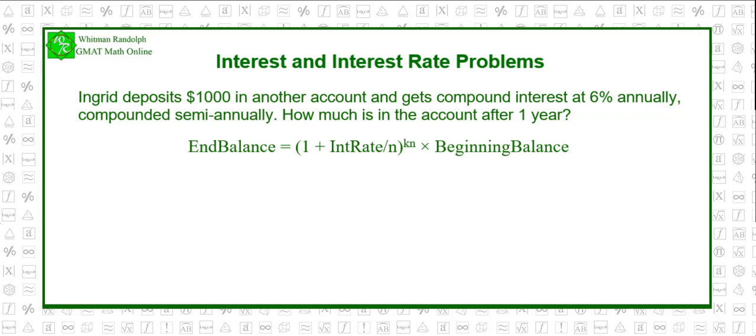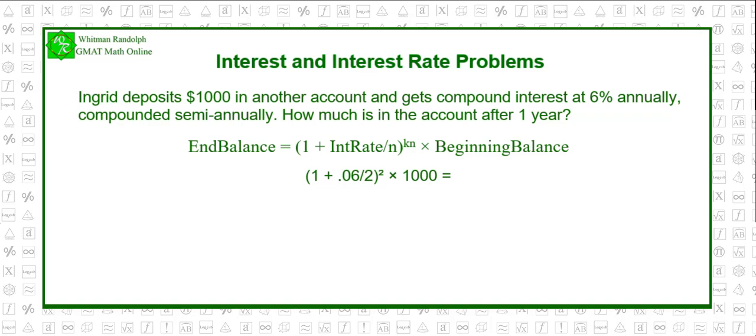Therefore, here's how the formula looks for this problem. 1 plus 0.06 over 2, all raised to the second power, times 1,000. Notice that n equals 2, so we divide the interest rate by 2, and k is 1, so we raise the full expression containing the interest percentage to the second power.